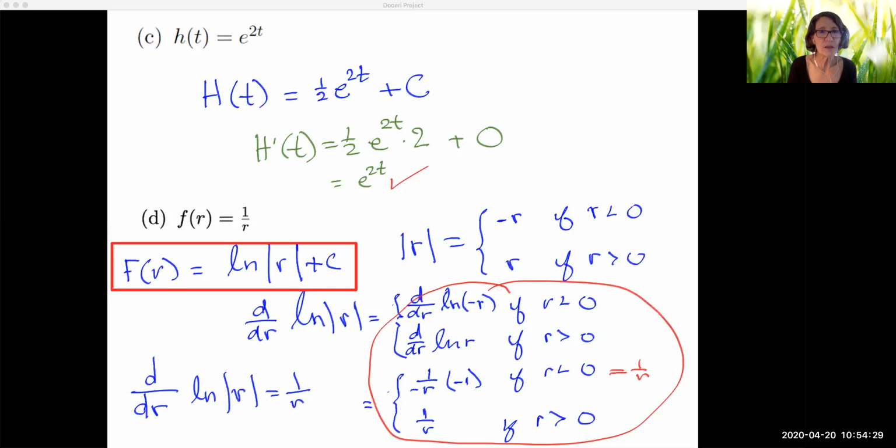I've lost a bunch of people. So if you have a question, just unmute yourself. This is an anti-differentiation formula we can use for 1 over R.